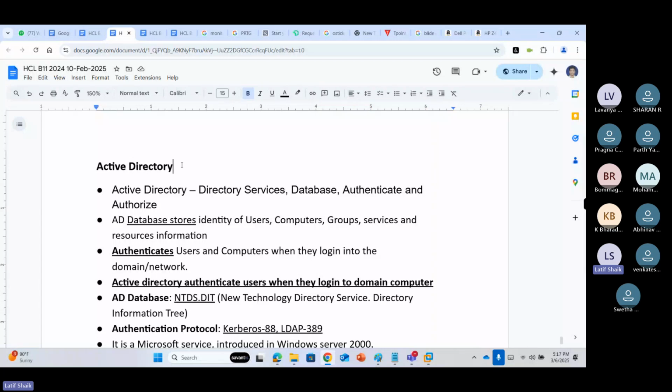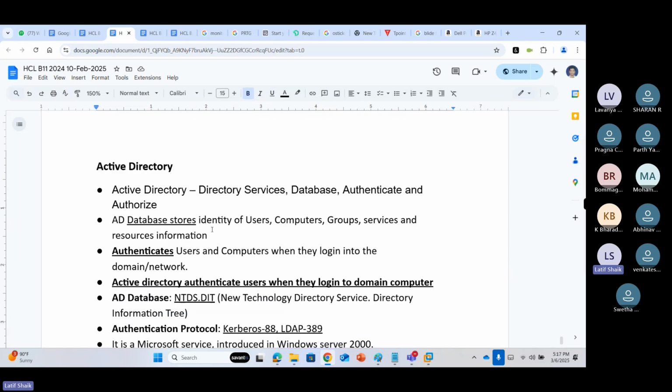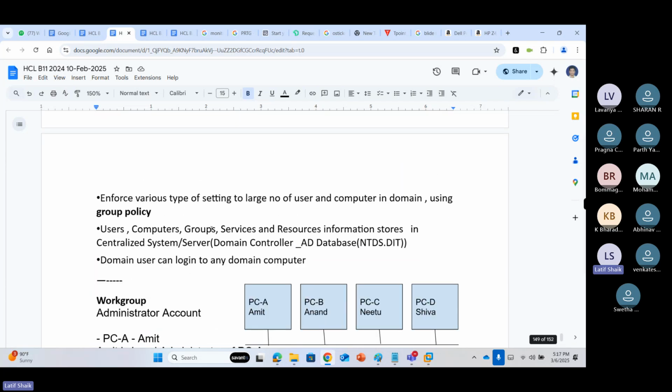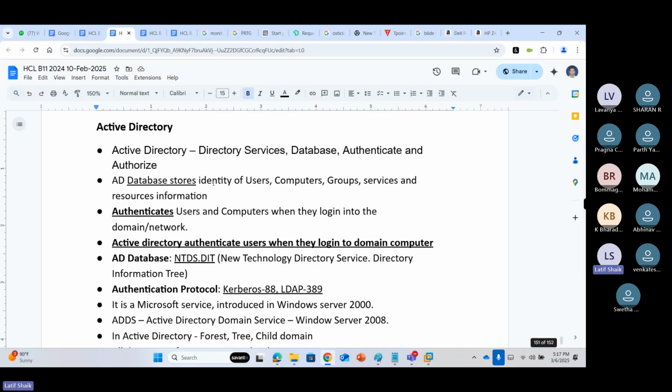Okay, so tomorrow we'll cover DHCP and DNS, then this servers and services part will be completed tomorrow. This looks like a small topic, but to understand it, all the earlier things we discussed are important, like workgroup, domain, and domain controller.